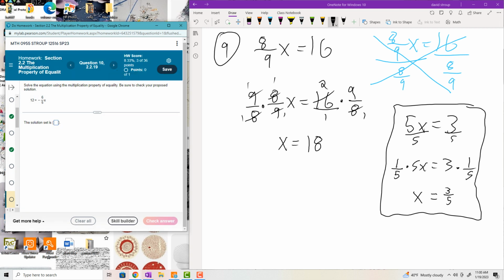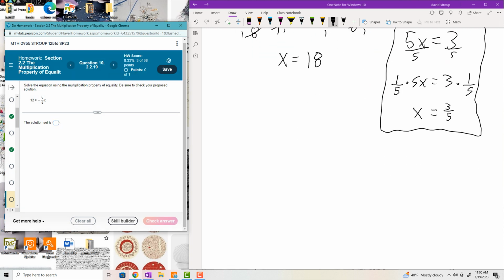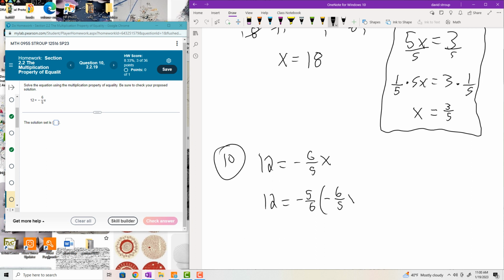I feel like I'm losing my train of thought. Let's try number 10. I think I did this in one of my classes. 12 equals negative 6/5 x, right? So with the negative in front, you may think, well, what do I do with the flipping? It turns out what you do is just basically multiply by 5/6, but with a negative in front of it. So on both sides, you're going to multiply by negative 5/6. So we have times negative 6/5 x. And on the other side, you have to do the same thing.